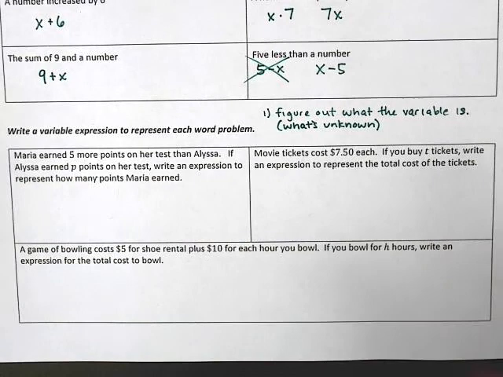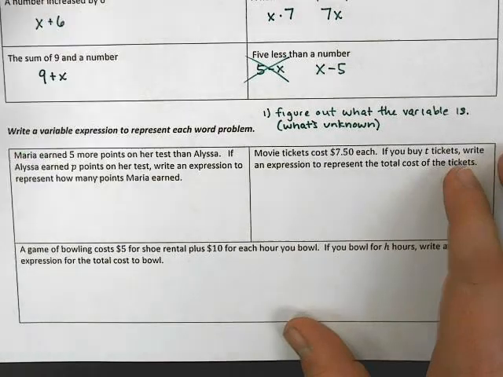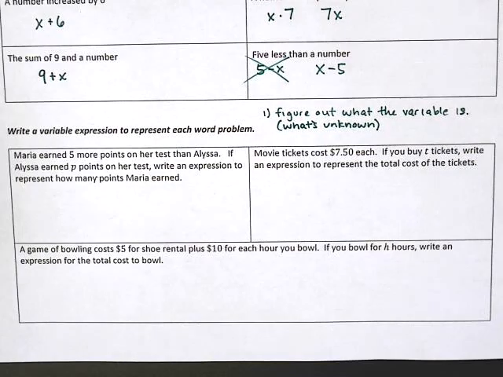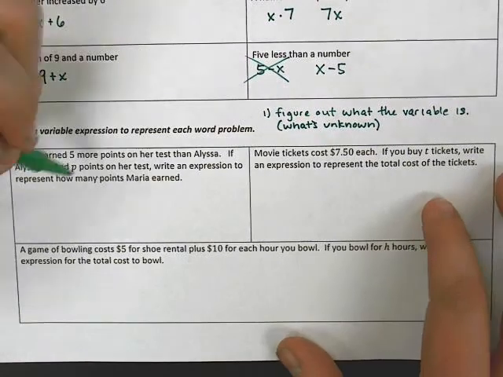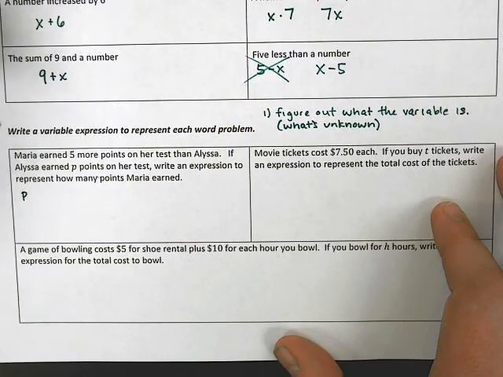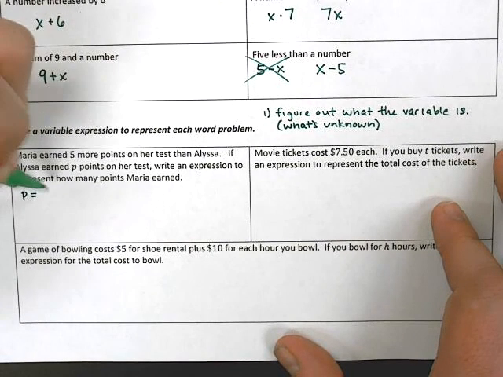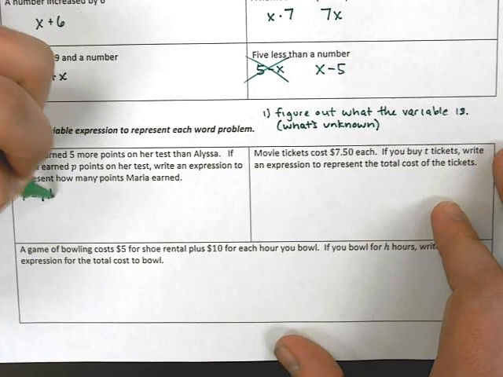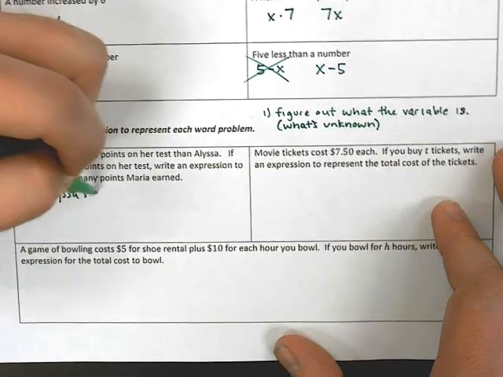It's P. It could be 1. It could be 5. It could be 80, right? We don't know. So this P is the variable. And P is equal to, let's say, Alyssa's points. We'll say it like that.